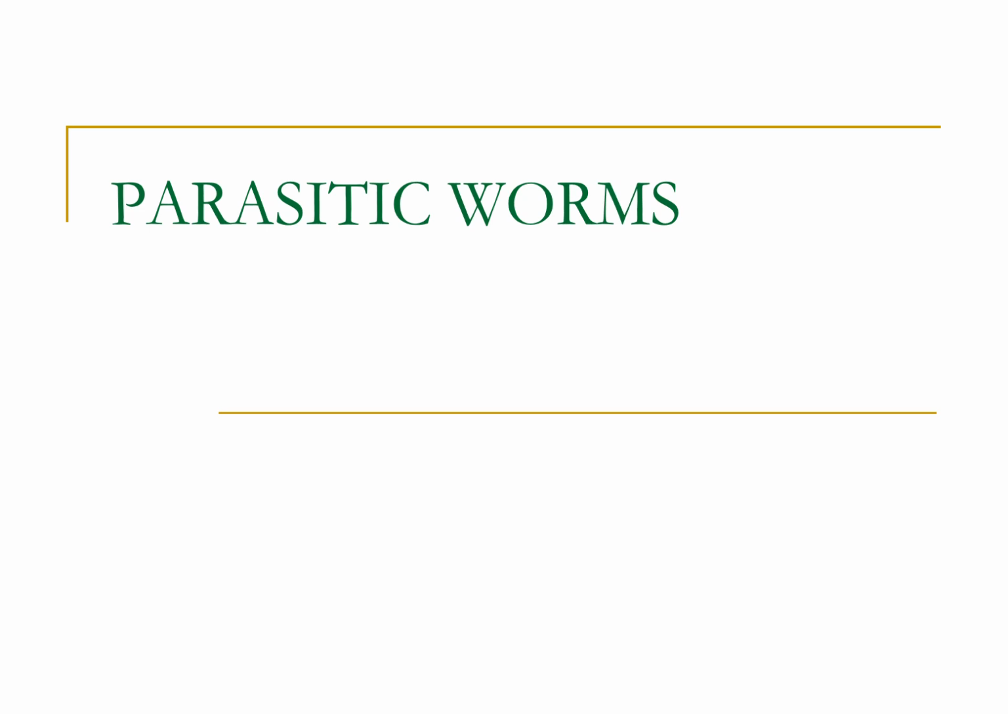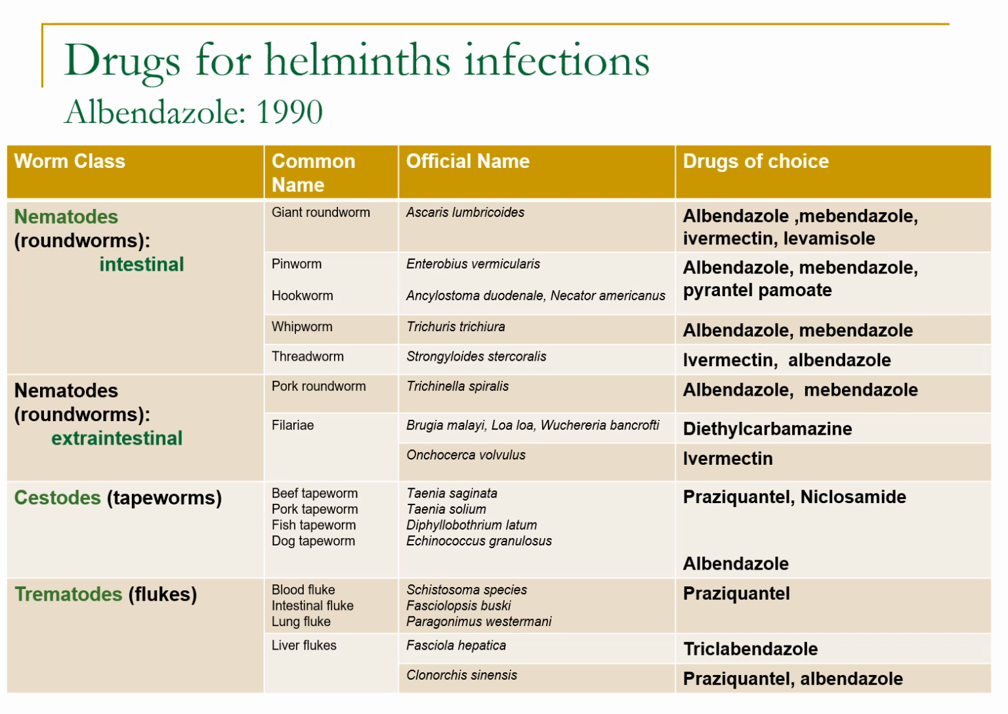Next, we shift to parasitic worms. In this table, I summarize also some of the worm classes, the common names and the official names. I'm sure that by now you know them by heart also. And I also list the drugs of choice. And I don't want you to remember for which worm we give which drug. It's just here for completion.